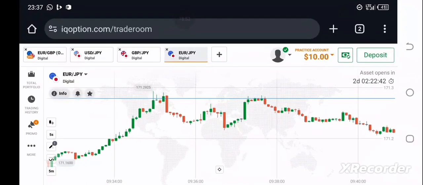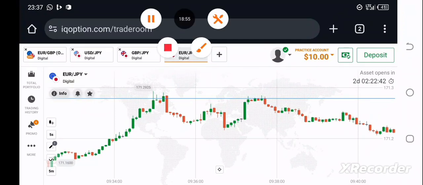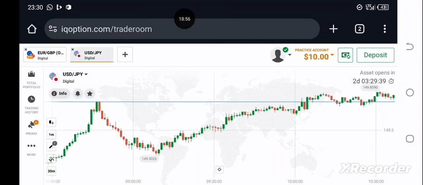So that was one of the trades. So let's see the other one. Look at the next trade, it was USD JPY. Similar scenario.